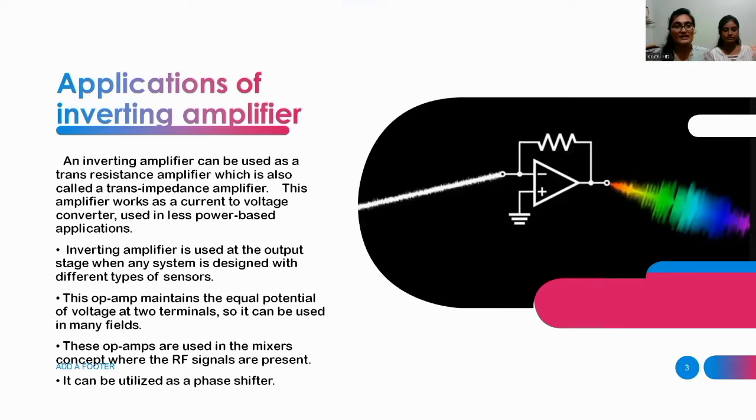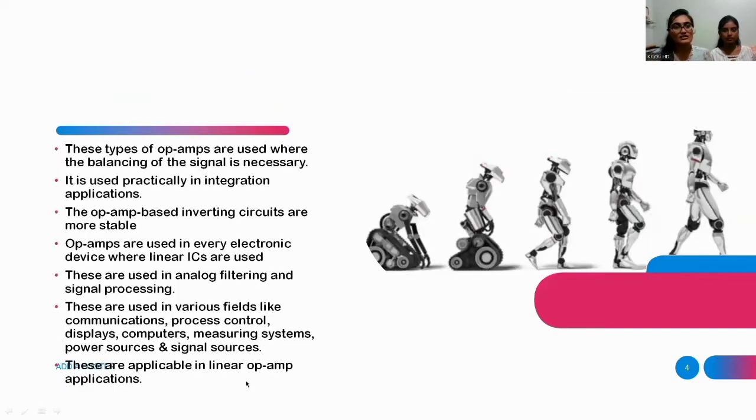Applications of inverting amplifier. An inverting amplifier can be used as a transresistance amplifier, which is also called a transimpedance amplifier. This amplifier works as a current to voltage converter used in low power based applications. Inverting amplifier is used at the output stage when any system is designed with different types of sensors. This op-amp maintains the equal potential of voltage at two terminals, so it can be used in many fields. These op-amps are also used in the mixers concept where the RF signals are present. RF represents feedback resistor. It can be utilized as a phase shifter. These types of op-amps are used where the balancing of signal is necessary.